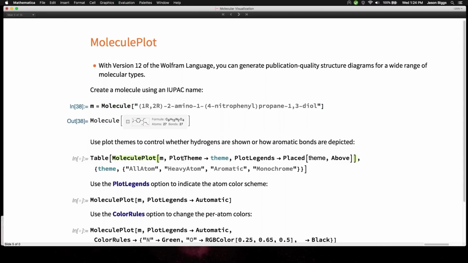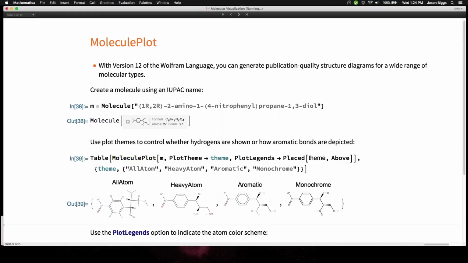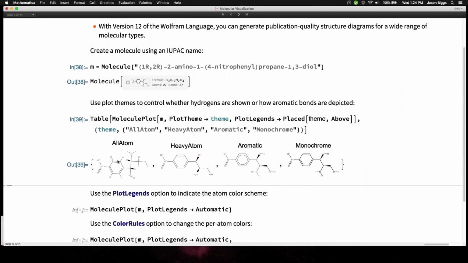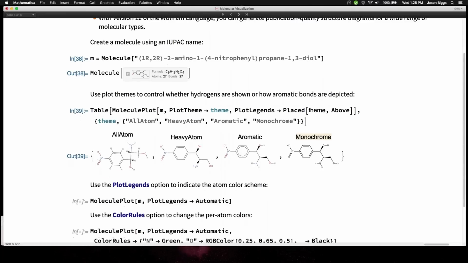There are various plot themes for MoleculePlot. The number of plot themes is going to increase in future versions, but right now you can use plot themes to control whether hydrogens are shown. By default, some hydrogens are shown, those that are not on a carbon. So here by default, we show these hydrogens attached to the oxygen, but you can say omit all hydrogens, show all hydrogens, or show it plotted in black and white.